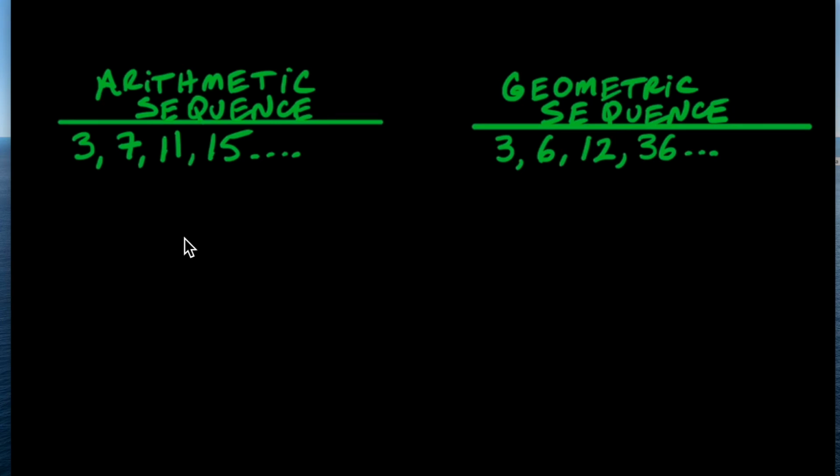We have on your left an arithmetic sequence, and on your right is a geometric sequence. As the name implies, a sequence is a set of numbers that follow one another. In the case of an arithmetic sequence, we add a certain amount to each number in order to continue to advance. And in a geometric sequence, we multiply by a fixed amount as we advance.